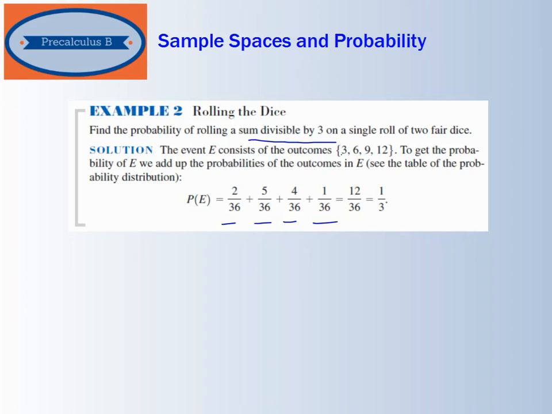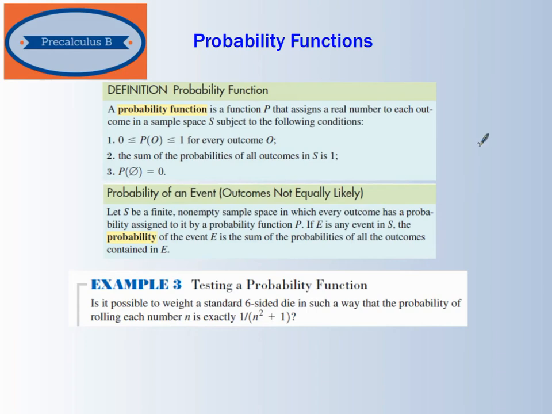There were 4 different things in that event: 3, 6, 9, and 12. And we said the total probability is just the sum of those probabilities. So the probability of the event is the sum of the probabilities of all of the outcomes contained in E. And that's exactly what we did on that previous problem. So how do I know if a probability function actually does what it's supposed to, that it's a legitimate probability function? Well, we can test it.